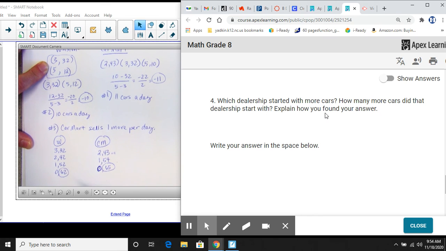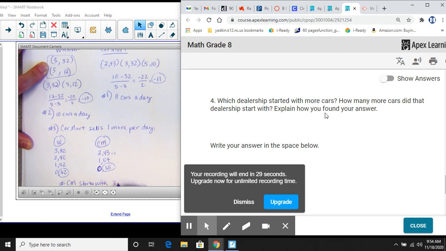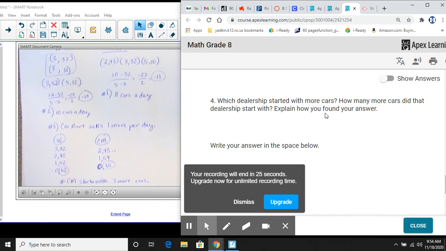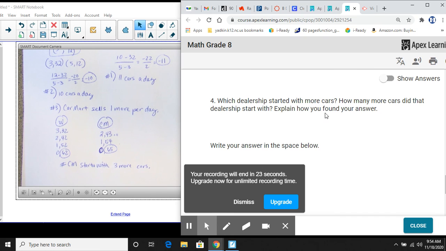So for number 4, Car-Mart started with, we'll go ahead and answer both of these in one sentence. Car-Mart started with 3 more cars. Okay. All right. And we'll go over this tomorrow when you come to school also.